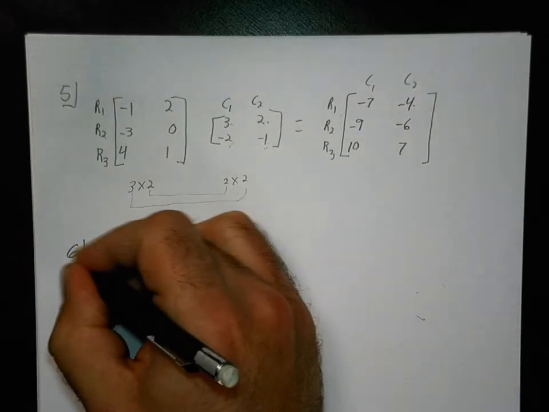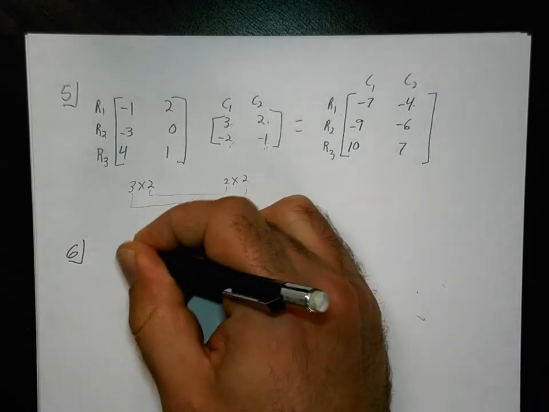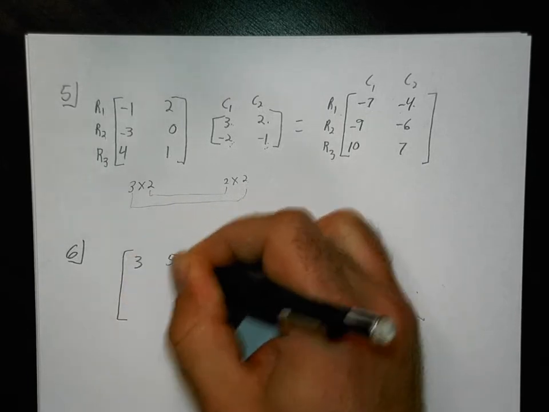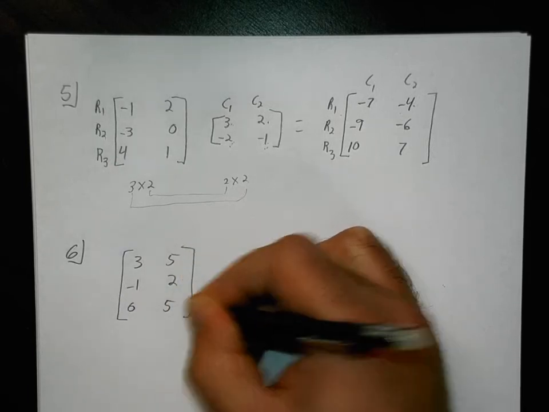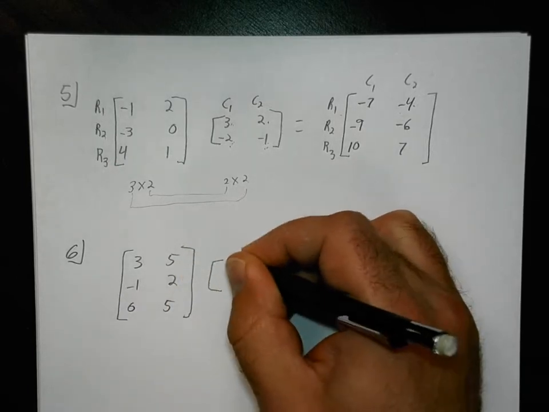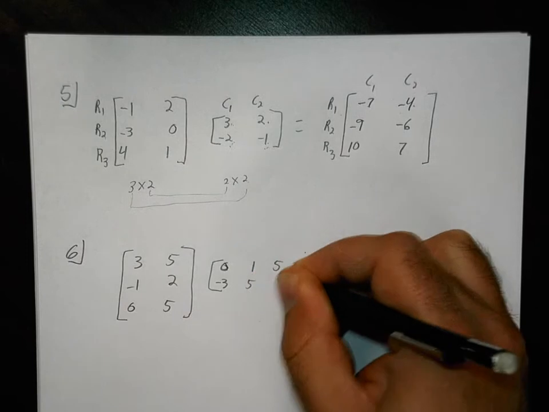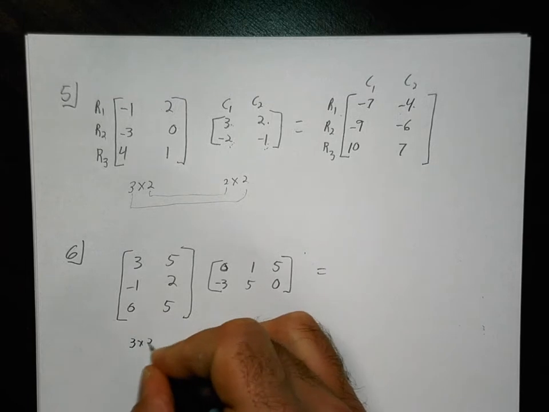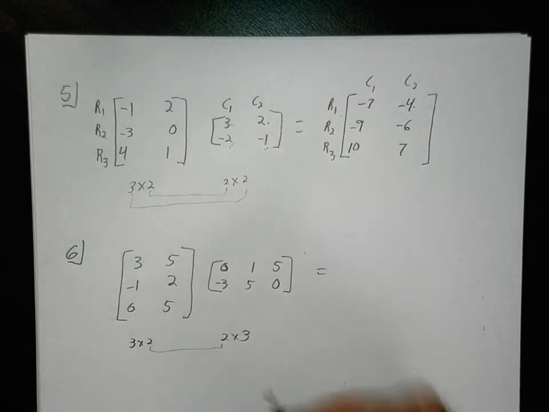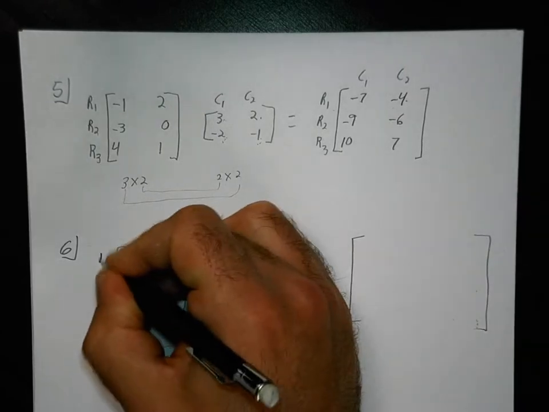Let's do one more here. Let's go with a 3 by 2 and a 2 by 3. Let's see what happens. Okay, so I have a 3 by 2 and a 2 by 3. So you can see we can multiply it. The new matrix is a 3 by 3. That's a big matrix. Okay, so we'll make that here. Label rows here.